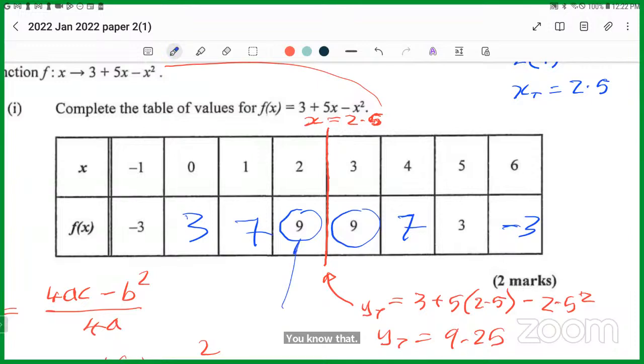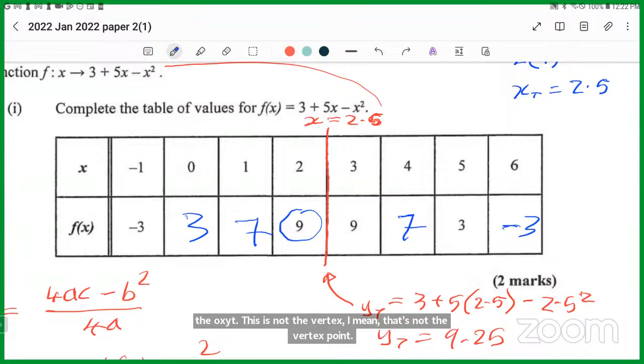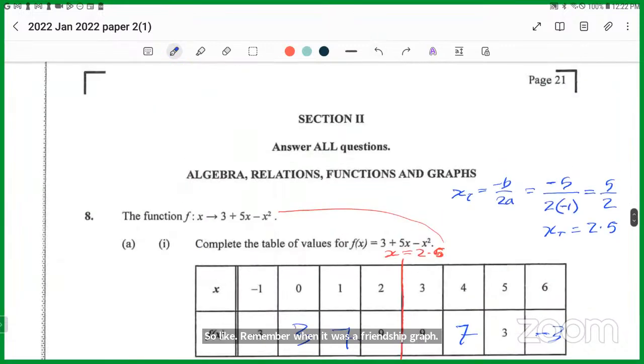This is not the axis, this is not the vertex, I mean. That's not the vertex point. So remember, we know it's a frown-shaped graph, right? Because the A is negative, the x squared term is negative. So you know the graph goes up, the y value is going up.